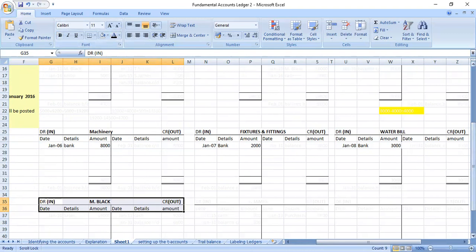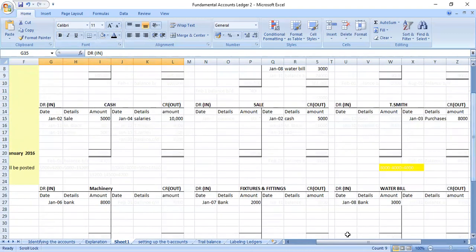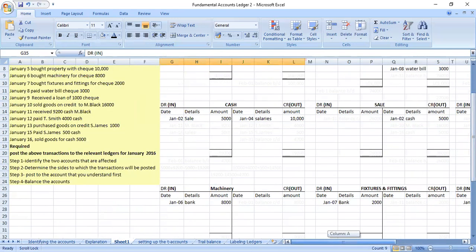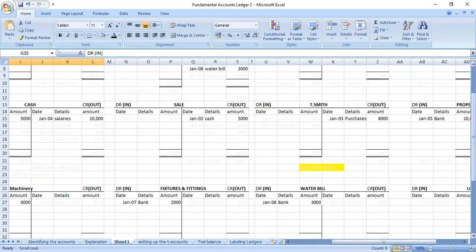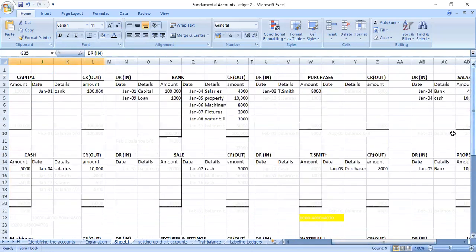All right, so now let us look back on the transaction and insert the information into our ledger. It says January 10, sold goods on credit to M Black, $16,000. If we sold the goods, the goods are coming out. So here's our sales account, right? We're showing that the goods are coming out. January 10, $16,000 of goods went out.